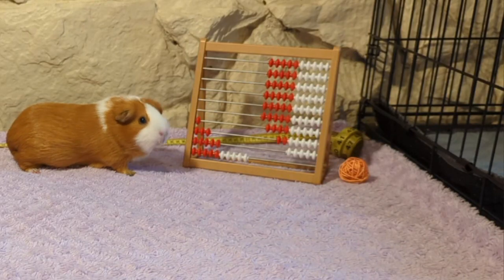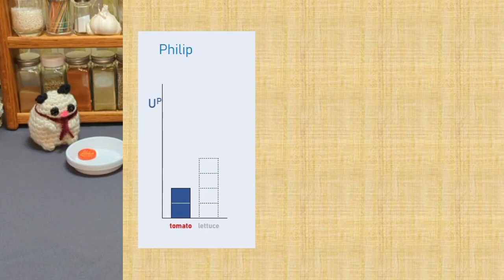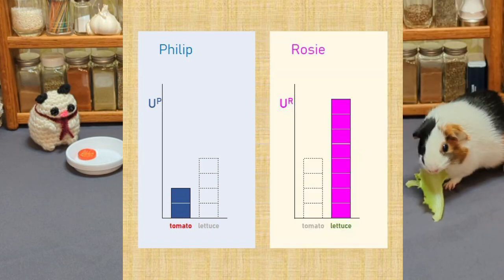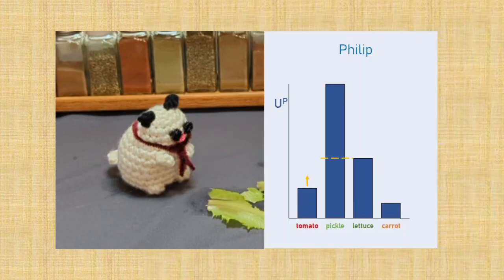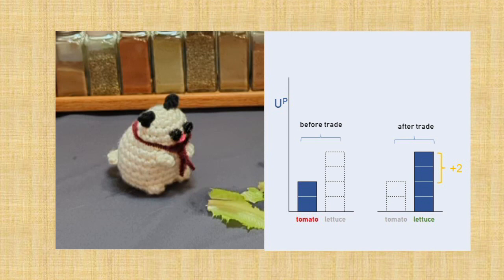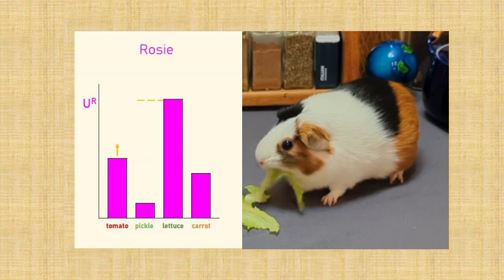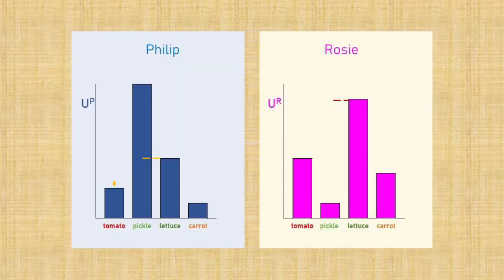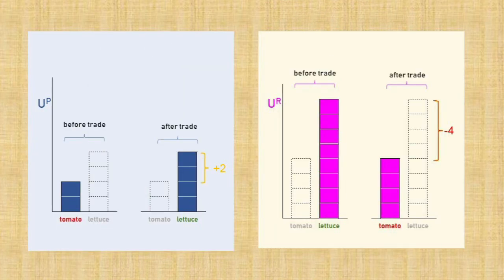Here's how it goes. If Philip has a piece of tomato and sees that Rosie has a piece of lettuce, he will offer to trade with her. He likes lettuce more than tomato. He would get more utils from eating the lettuce than the tomato. But Rosie will say no. She also likes lettuce more than tomato. This trade would be one-sided. Philip would benefit, but Rosie would not. Without some other extrinsic motivator, this trade will not happen.